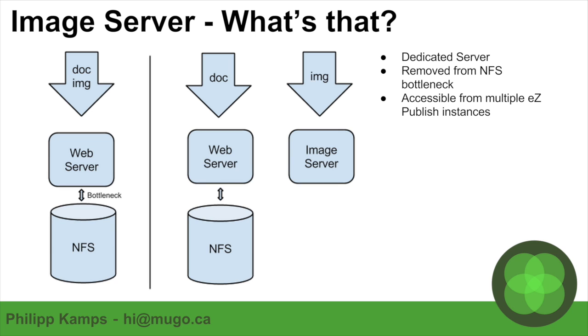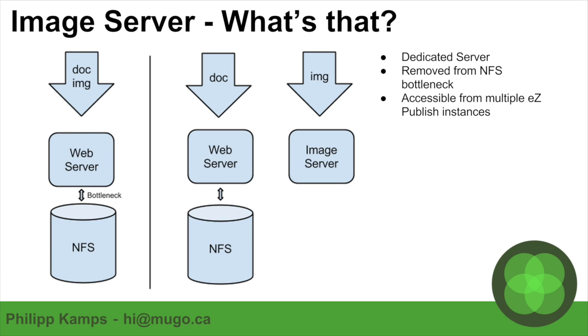Like you have on the right side, Easy Publish is only responsible to serve the HTML document, and you have a dedicated setup, even dedicated hardware, to serve images. And in this case, it's not using an NFS, it's using the local file system in order to serve the images. So basically it removes it from the bottleneck, the NFS bottleneck.